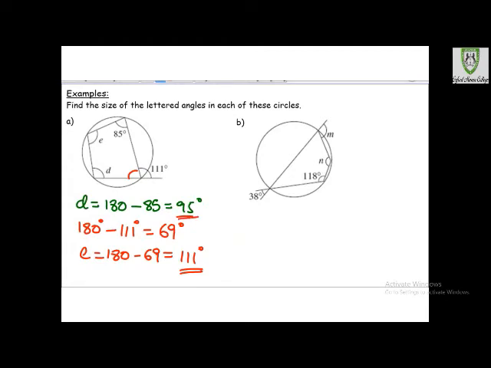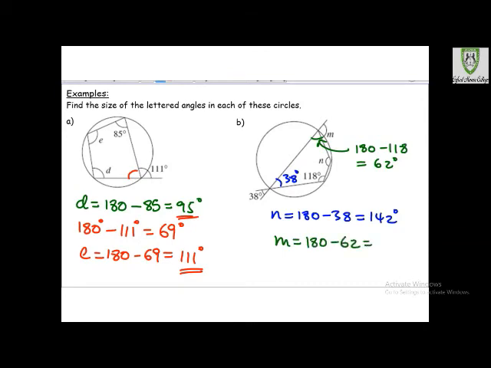All right. In the next question, if you notice here, these are opposite angles. So this will be 38 degrees, which means angle N will be equal to 180 minus 38, and that will be equal to 142 degrees. And then this angle here will be equal to 180 minus 118, which will be equal to 62 degrees, which means angle M will be equal to 180 minus 62, which will be equal to 118 degrees.